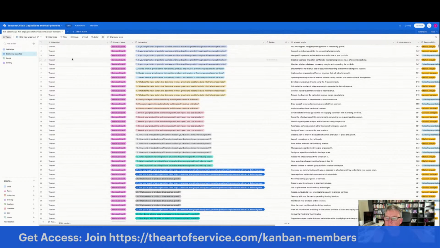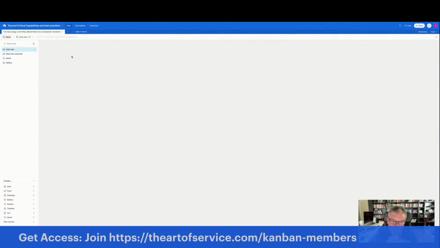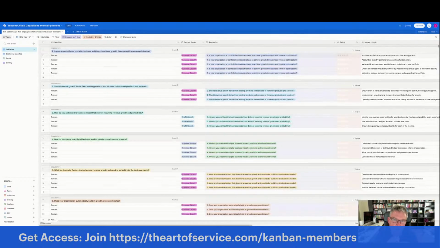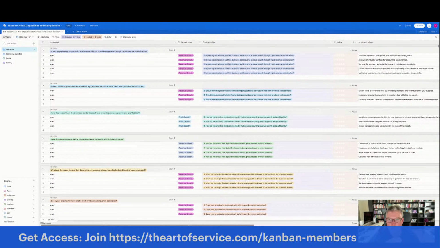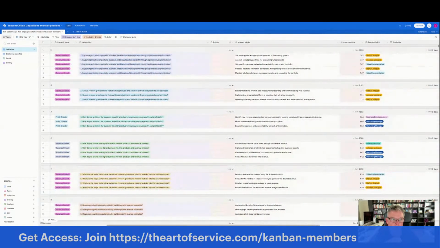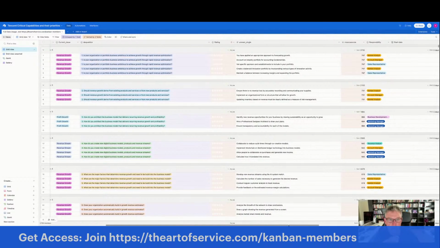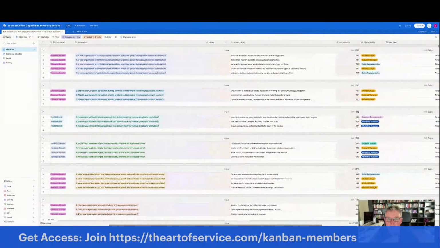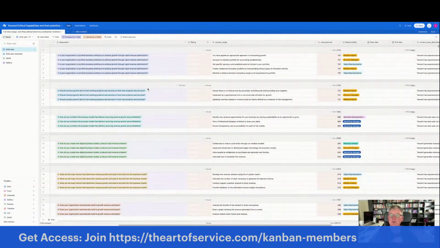The most useful way of looking at this is going through your grid view, which I've added here, because now I can go through all the areas and have a look at the priorities by themselves. So now what we have here, this grid view is sorted on the highest priority. So 747 is the highest here, goes down 731, you can see going down here, 599, etc. Now, what we see happening is that the most important questions come bubbling to the top. Is your organization or portfolio business ambitious to achieve growth through rapid revenue optimization?